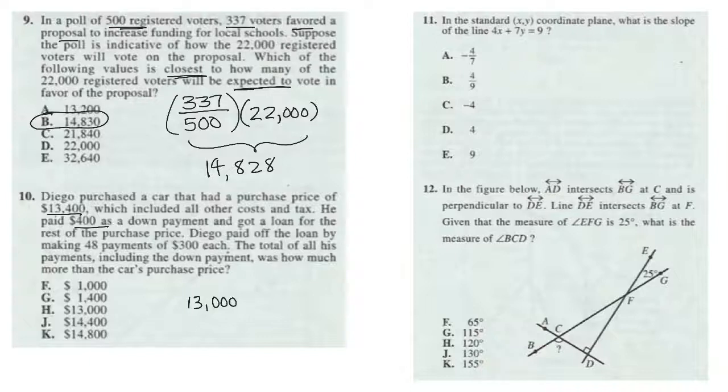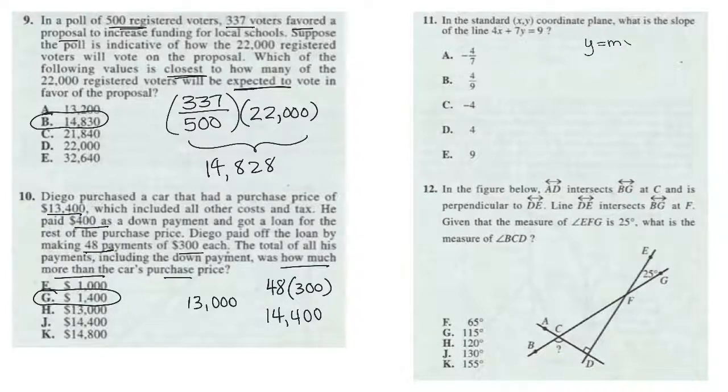And let's see, he paid 48 payments at $300 each. So 48 times 300. And that's going to give him a total of $14,400. So how much more? The car purchase price is going to be $1,400.